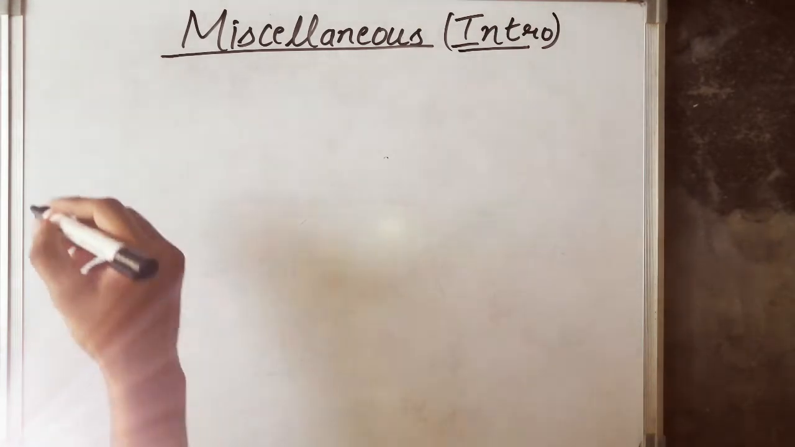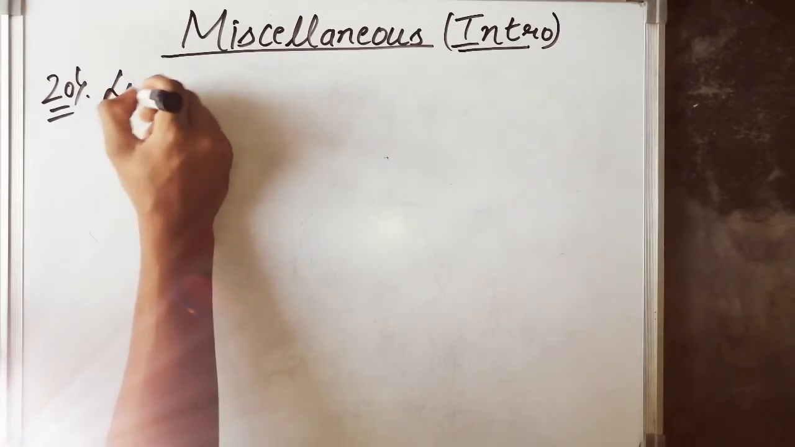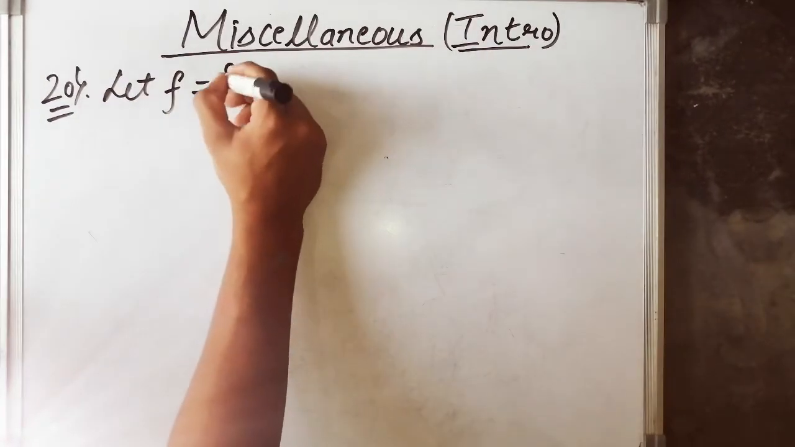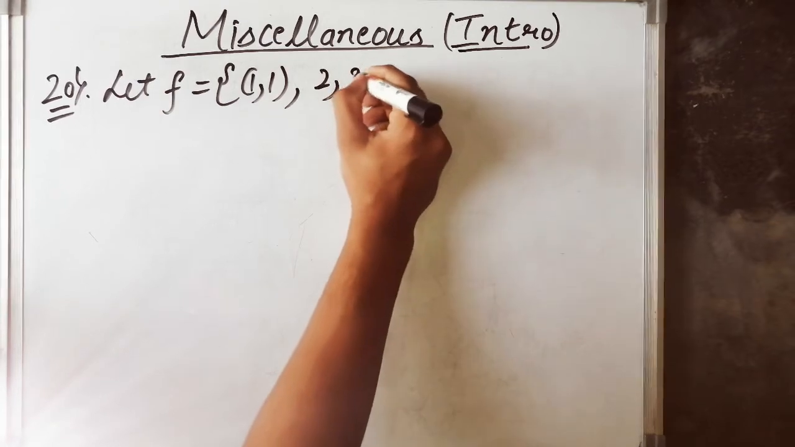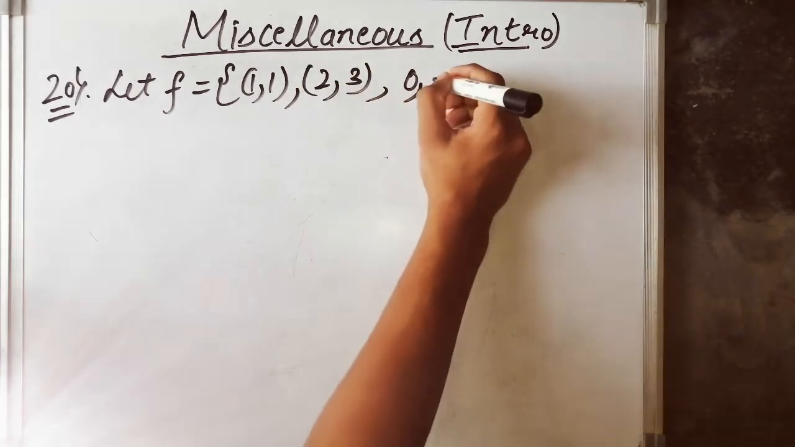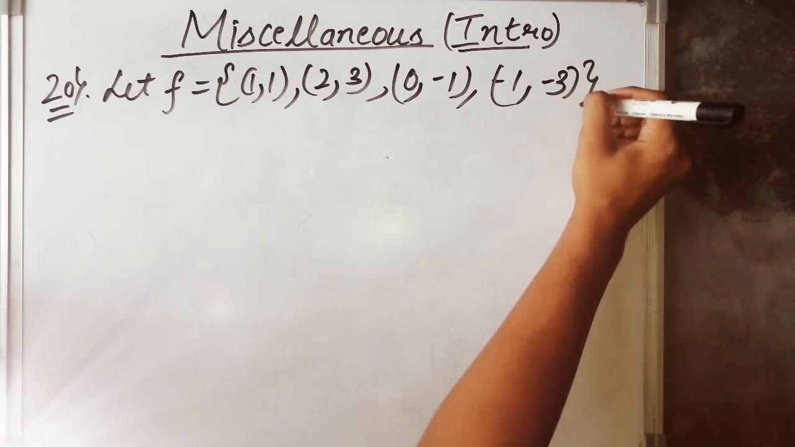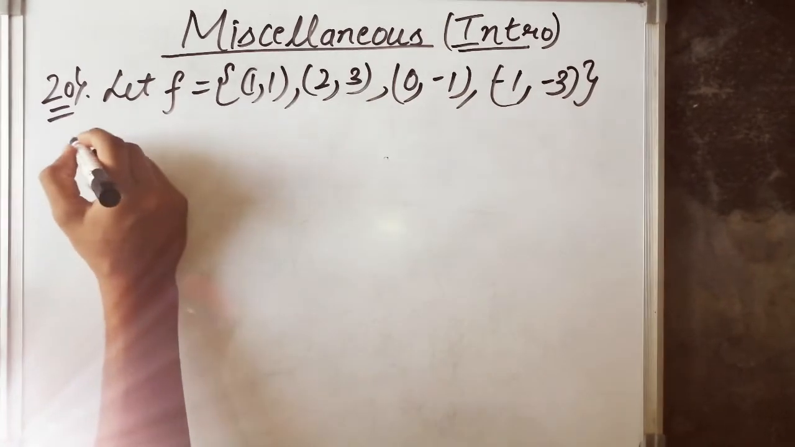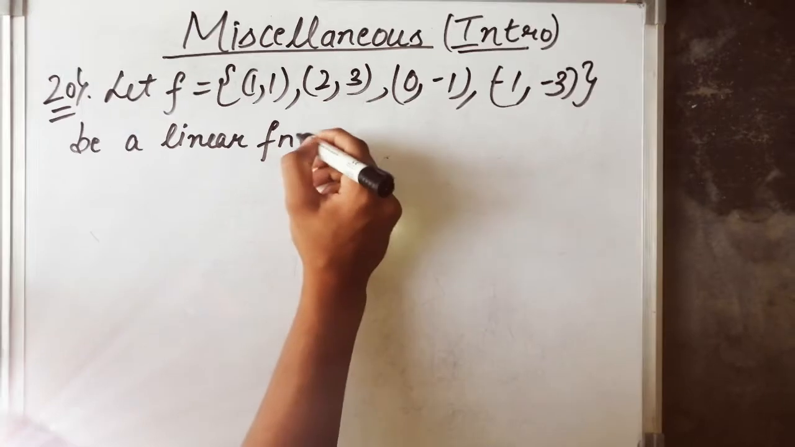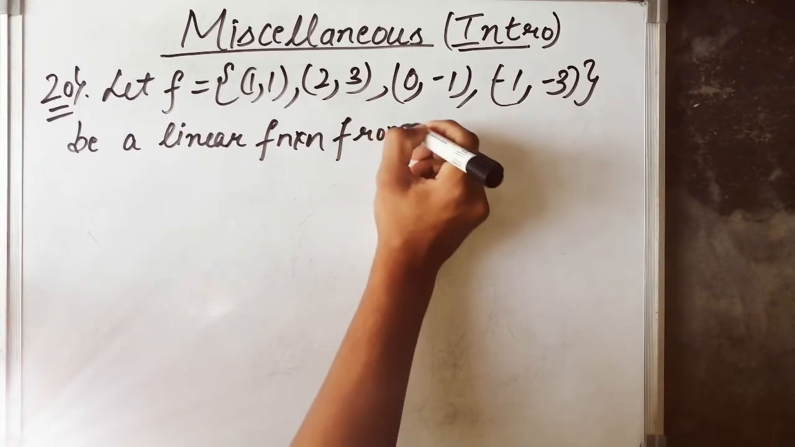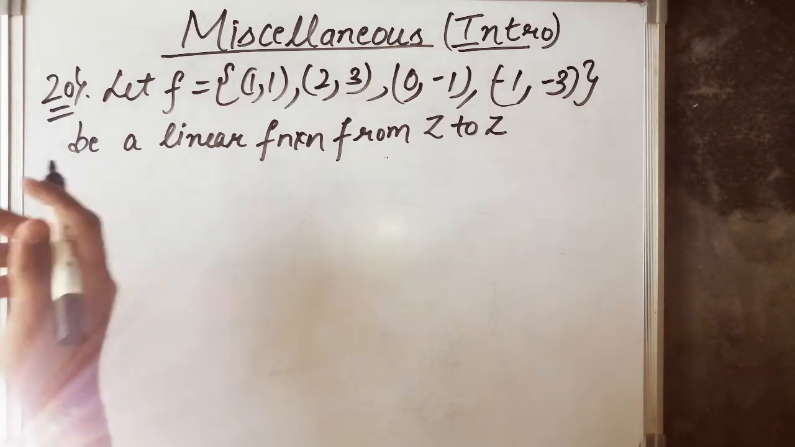Okay students, let's have a look at example 20. Let f equal to the matrix with entries 1 1, 2 3, 0 minus 1, 0 minus 1, minus 1 minus 3, minus 1 minus 3, be a linear function from Z to Z. Find f(x). We need to find out the function.